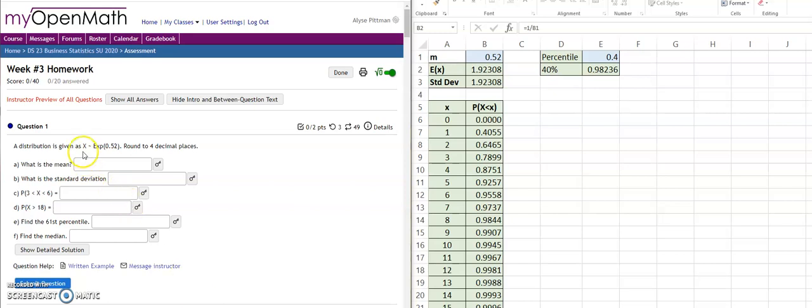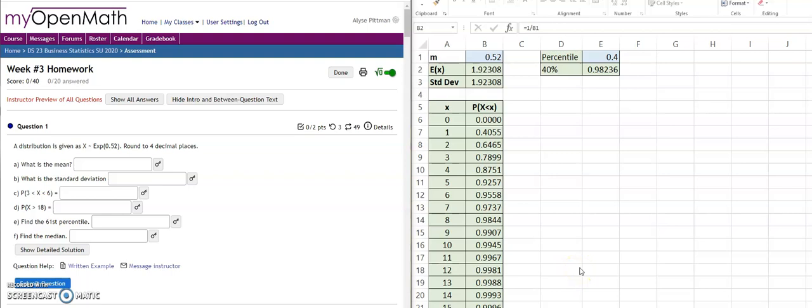So as you can see here, we have this type of function with x tilde exp parentheses 0.52 close parentheses. It gives us exp, which represents that we are dealing with an exponential function, and the value that's inside the parentheses is known as m. So if we go here, we make sure that the m value in this Excel spreadsheet matches the m value that we would find in the question, and so we get the given information.